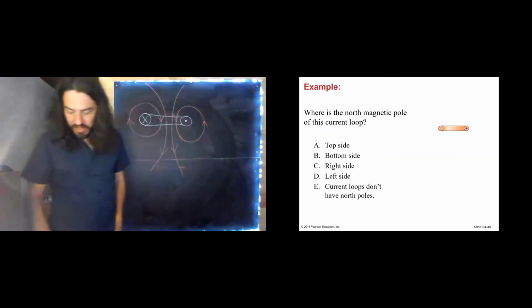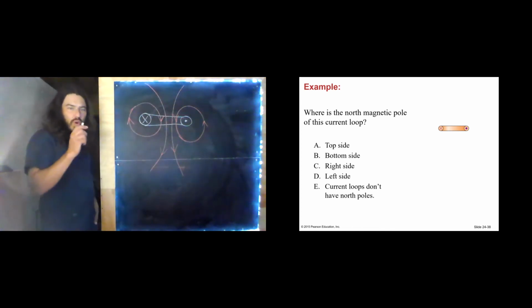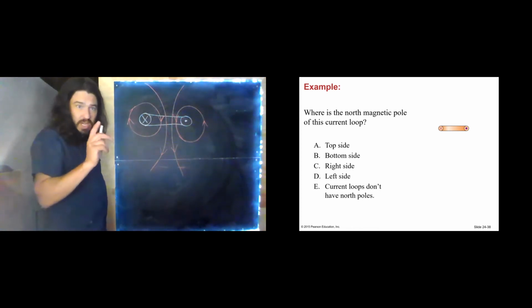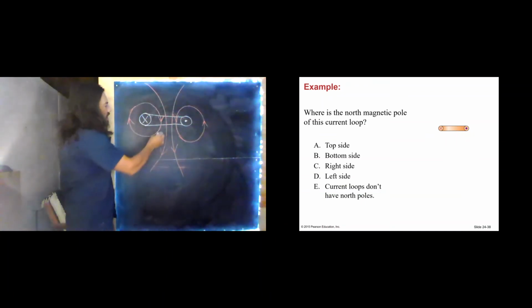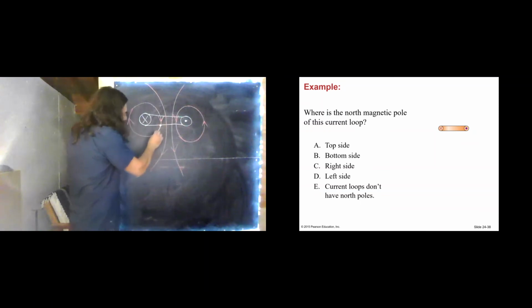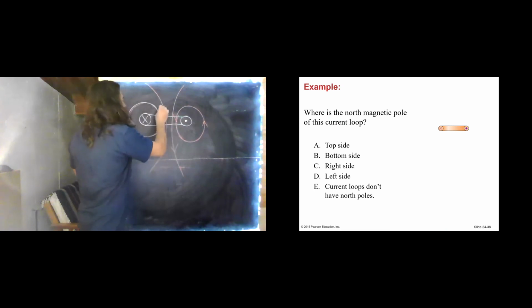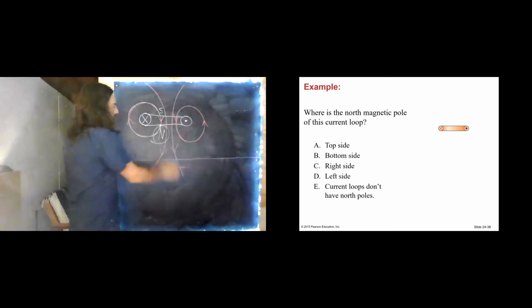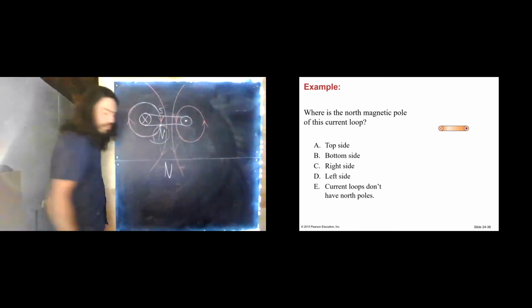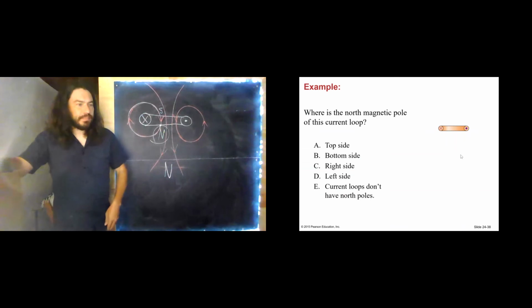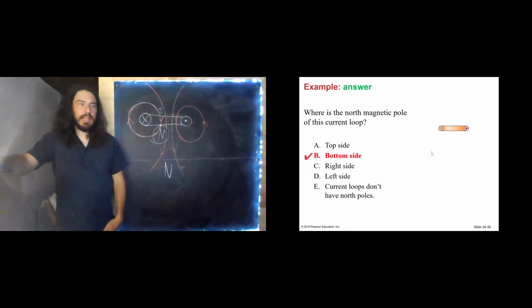Now, what's our rule for north and south poles? We know that magnetic field lines always go alphabetically. On the outside of a magnet, they go from north to south. Here I see a field line exiting here, entering here. We know they go from north to south. Therefore, the bottom of my magnet is the north pole. And indeed, PowerPoint agrees.